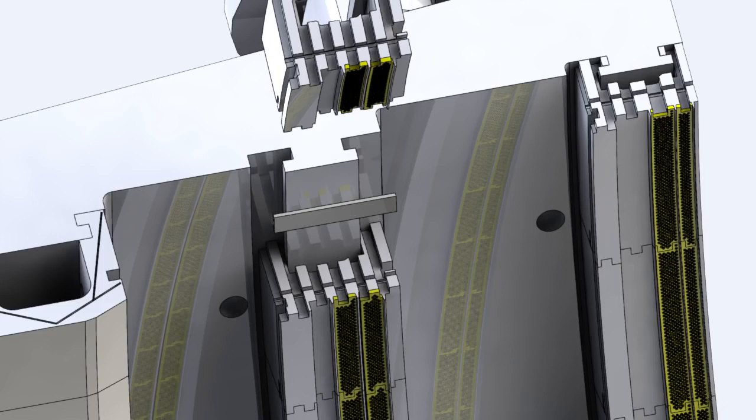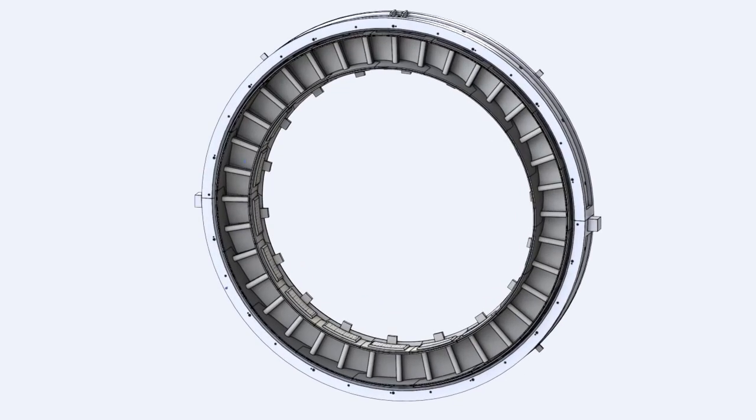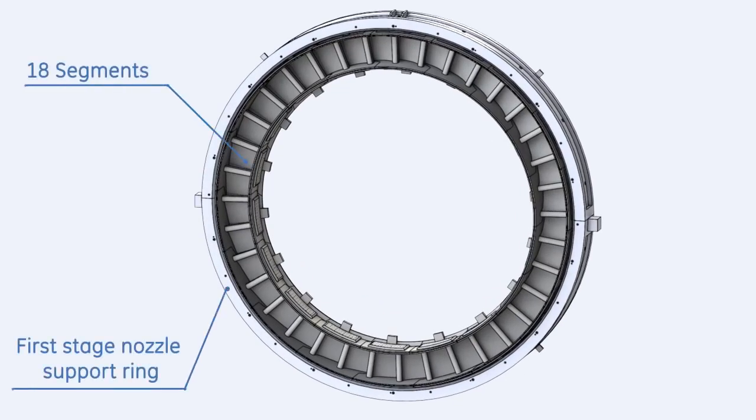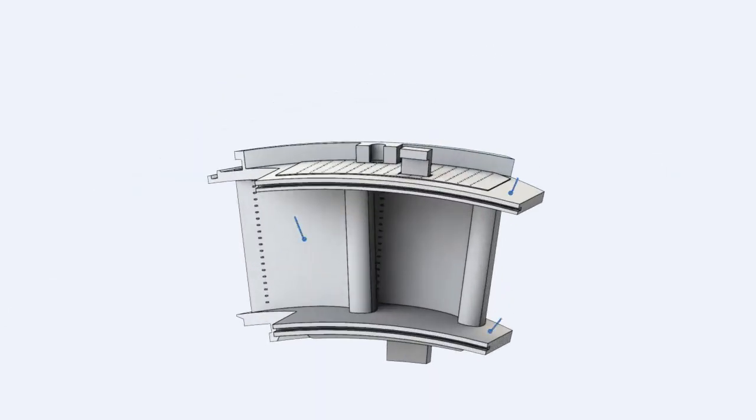Shrouds of the last two stages are sealed by interconnecting tongues and grooves and by key seals. In the first stage nozzles, hot gases received from the combustion system are expanded and directed to the first stage rotor buckets. The first stage nozzle consists of 18 cast nozzle segments. Each segment contains 2 airfoil partitions.